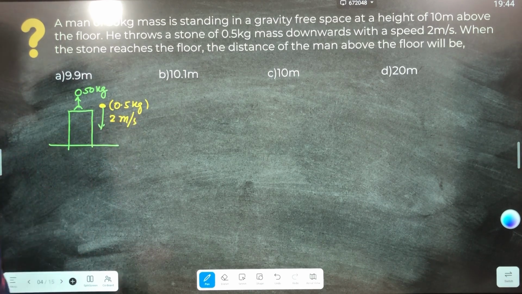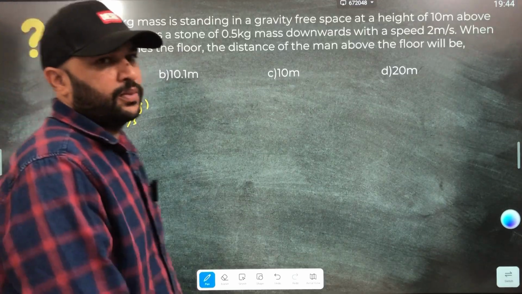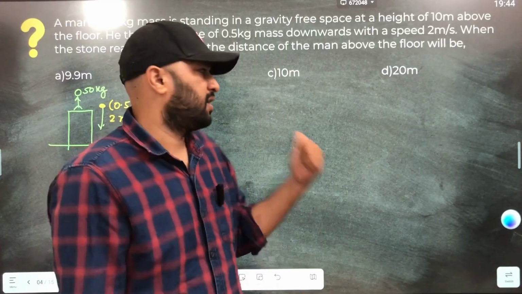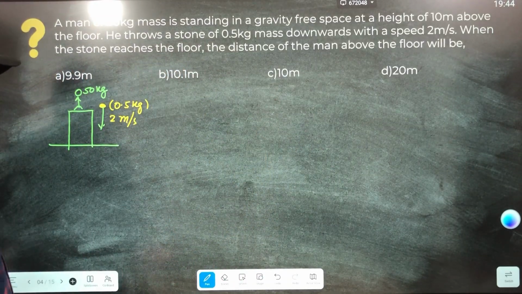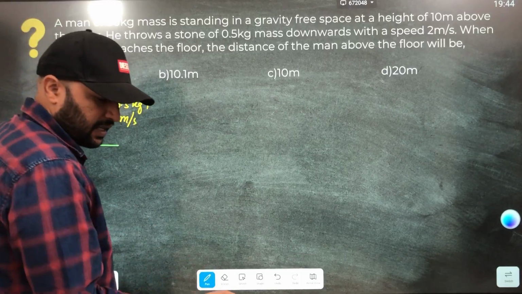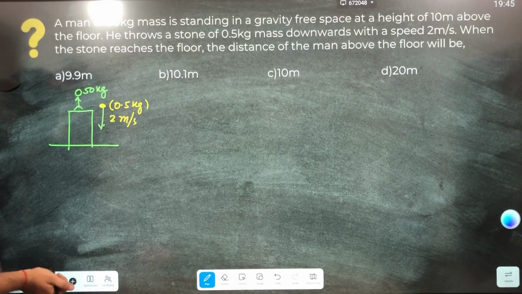Okay, fine. When the stone reaches the floor, the distance of the man above the floor will be how much, right? We know that if there is no acceleration due to gravity, the person will have an impact in the upward direction that we have to find, right? Okay. So if we are throwing the stone downward, because of that, an equal and opposite reaction upward will be there, right, to conserve the momentum.